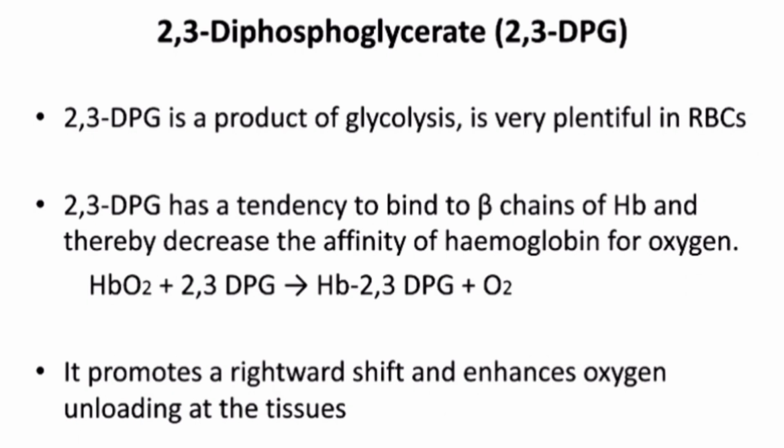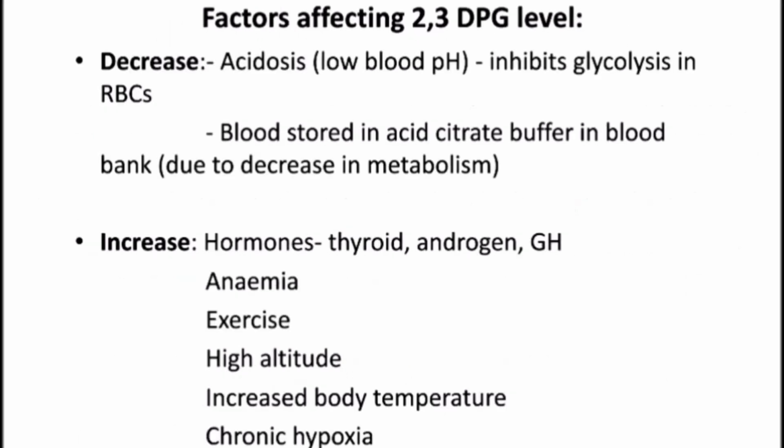Factors affecting 2,3-DPG level. Decreased conditions: you can see acidosis, because it inhibits glycolysis in RBCs. Also, blood stored in acid citrate buffer in the blood bank, due to decreased metabolism, is also a factor that can decrease the 2,3-DPG level. Increased 2,3-DPG factors: one is anemia, and certain hormones like thyroid hormone, androgen, growth hormone, etc. Exercise, high altitude, increase in body temperature, chronic hypoxia, all these things can contribute to the increase in the 2,3-DPG level.